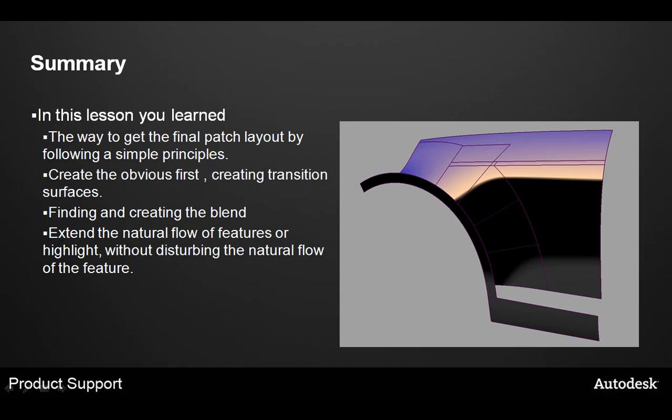To summarize this lesson, what we learned is the way to get the final patch layout by following simple principles. Create the obvious first, and then creating the transitional surface, finding and creating a blend, and then extending the natural flow of the features or the highlights without disturbing the natural flow of the feature.